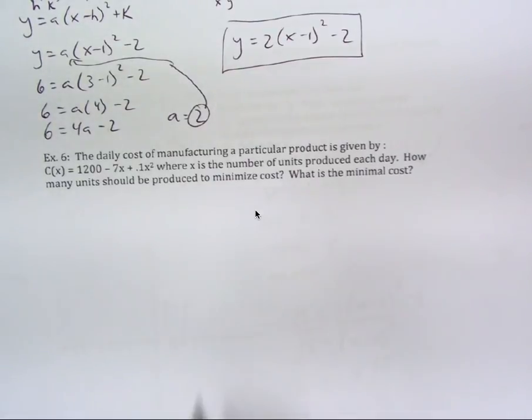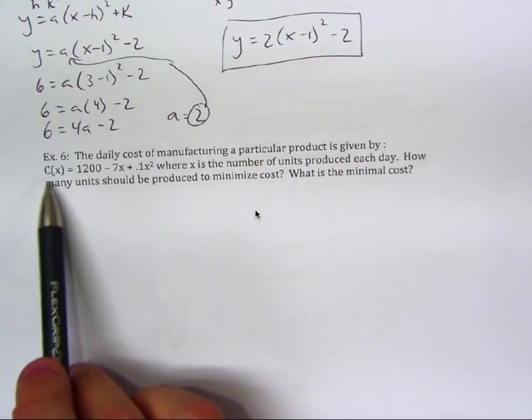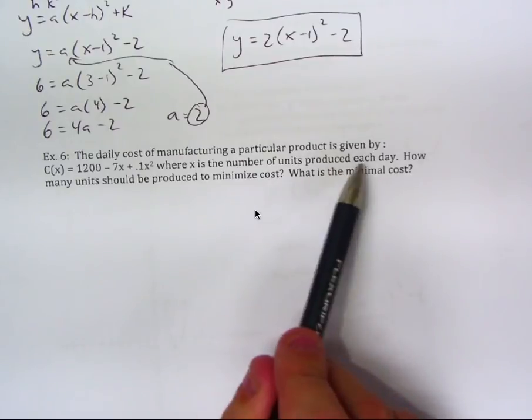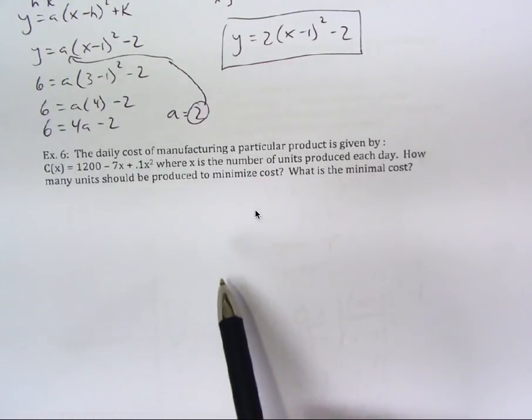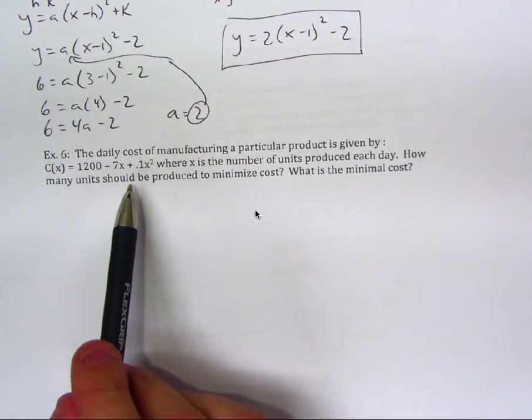The daily cost of manufacturing a particular product is given by this cost function right here, where x is the number of units produced each day. So basically you're making something, and this equation is going to tell you how much it's going to cost you to make that many things.